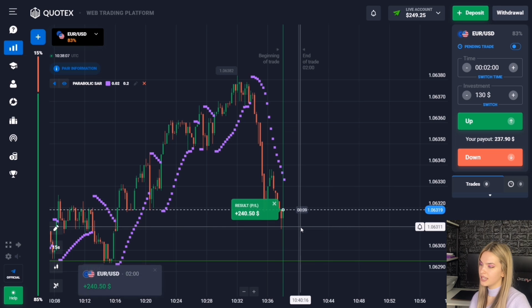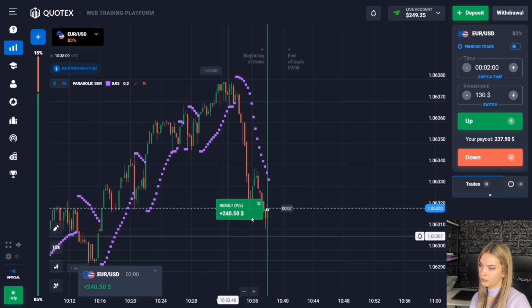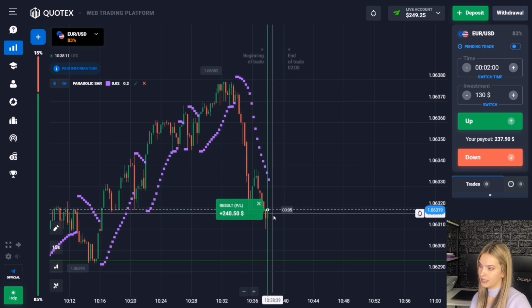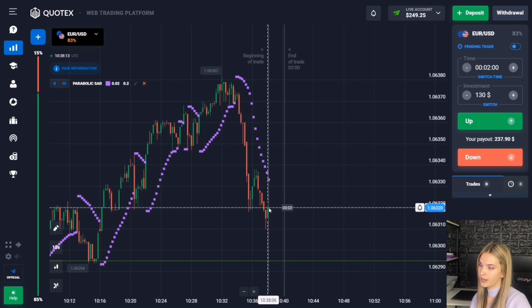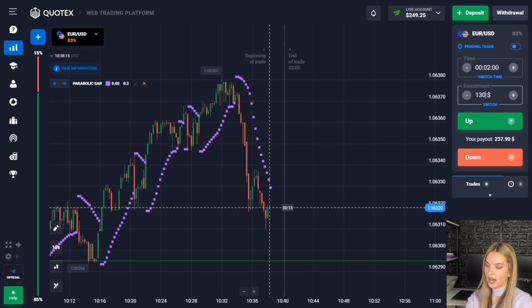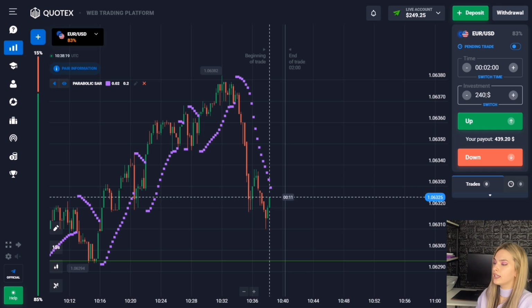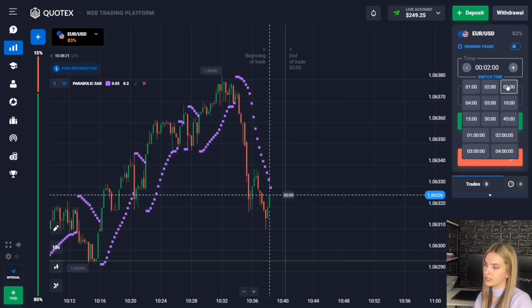Great guys, as you can see, after the pullback up the price turned around and continues to move down again. At the same time there is still space for the support level. I propose to open the next deal here. Let's go down again, and only this time we'll open a deal for 3 minutes.